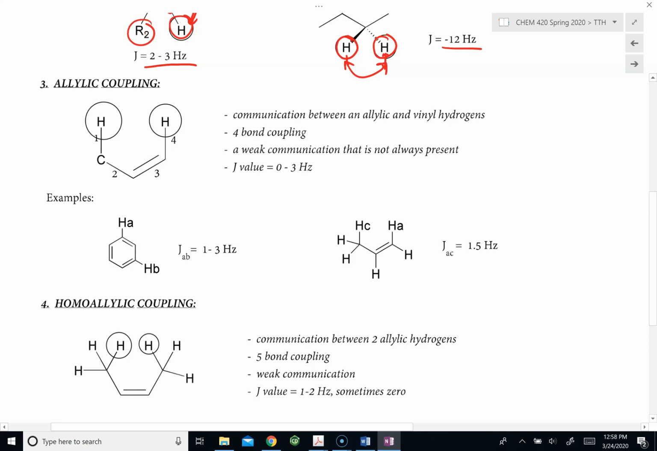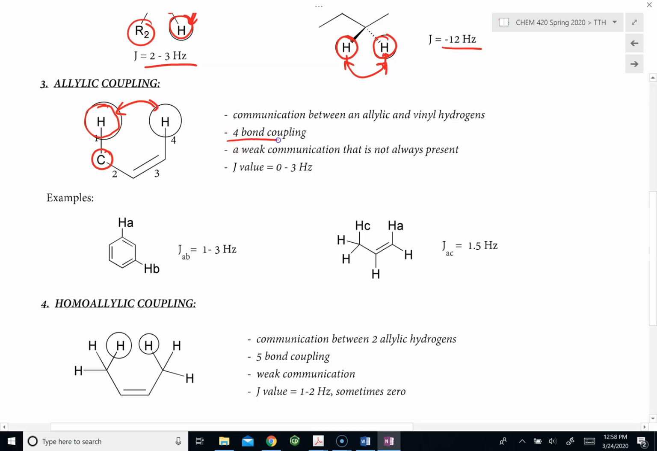And the third one is the allylic coupling. The allylic coupling is basically the type of coupling that we will see for allylic hydrogen. Now remember again the terminology. This hydrogen right here is called the allylic hydrogen, and the reason is that it is connected to this allylic carbon. So here in this case, these two hydrogens will be able to communicate with each other. And we call this the allylic coupling.